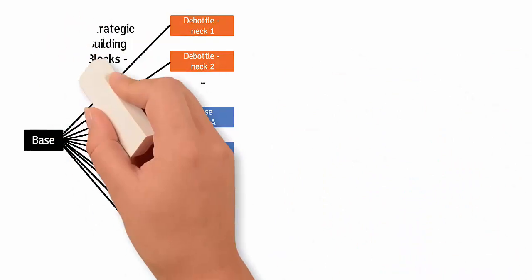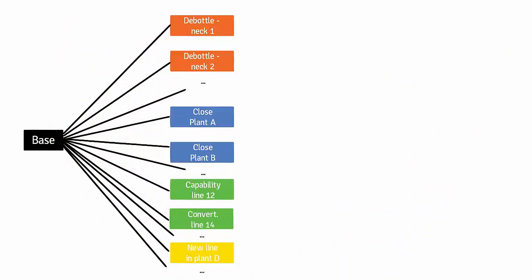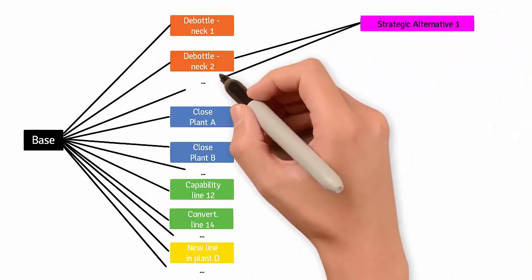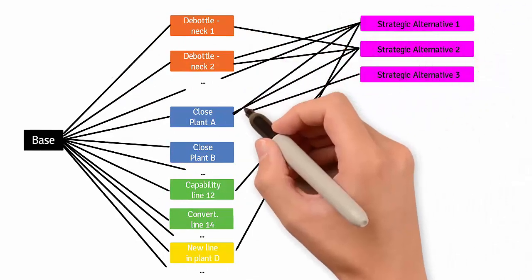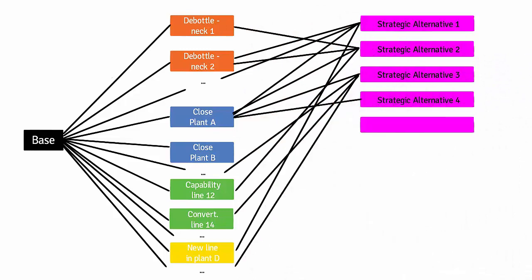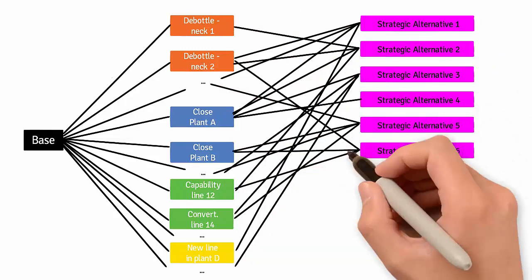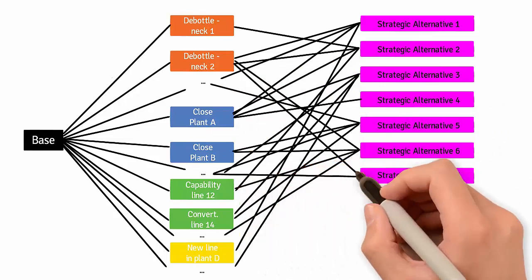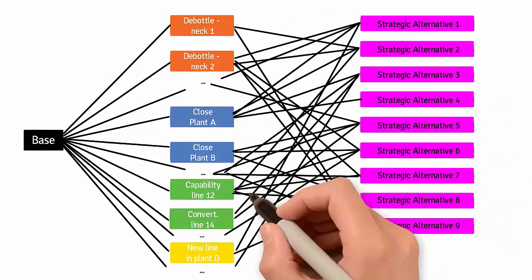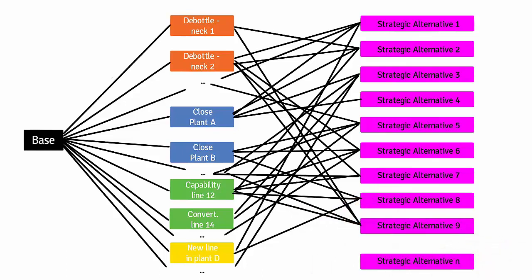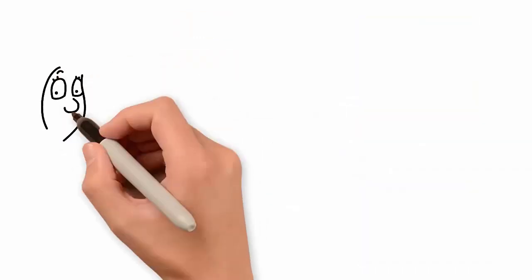The next step is to create combinations of the above SBBs, which we call strategic alternatives. Which debottleneckings can be combined with closing a mill, changing capabilities, and adding a line in an existing plant? How do you deal with a growing market? By large debottlenecking projects or greenfields? Or both? And in that case, how should this be implemented over time? How do you deal with a declining market? Line closures, conversions, plant closures? And how should these be prioritized over time?